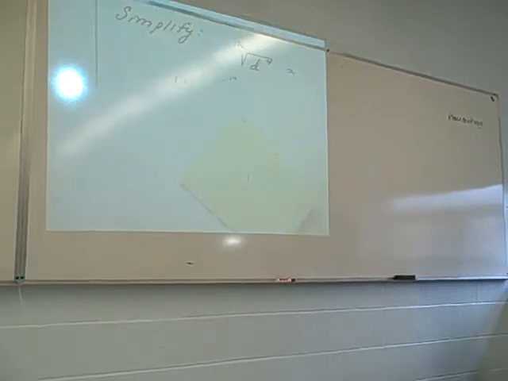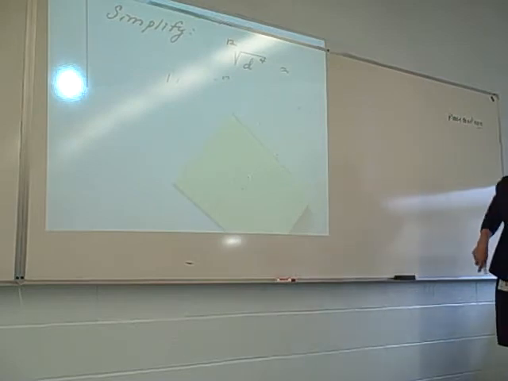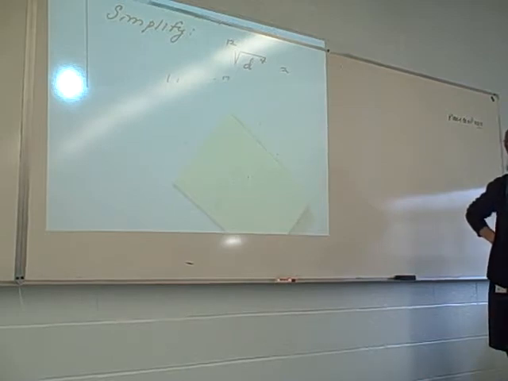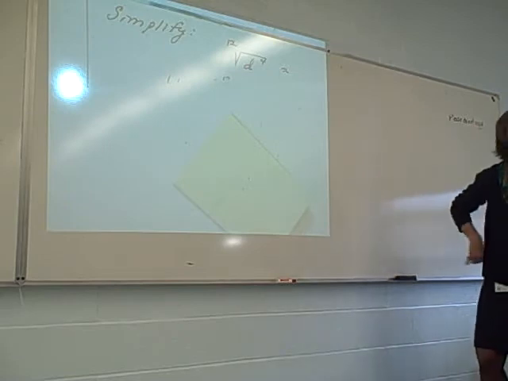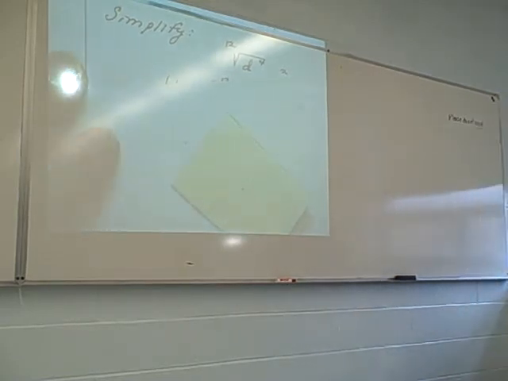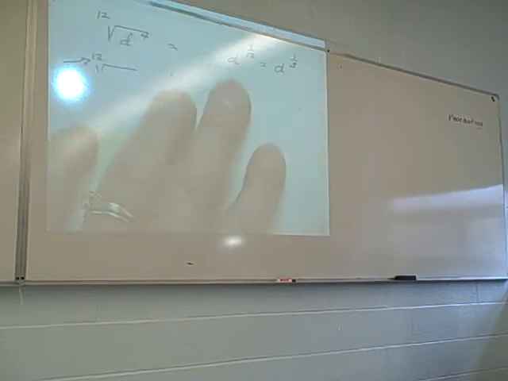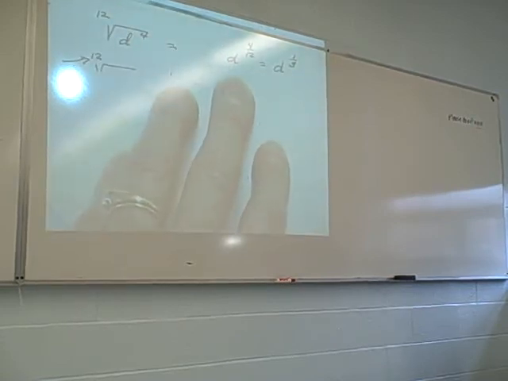Okay. Last one. I believe I have one more. Now, let's try to simplify this, and we're going to talk about something in a second. My index is 12, and if I rewrite that, what will that be? d to the 4/12. Can I simplify d to the 4/12? Yes. It's going to be d to the 3rd.